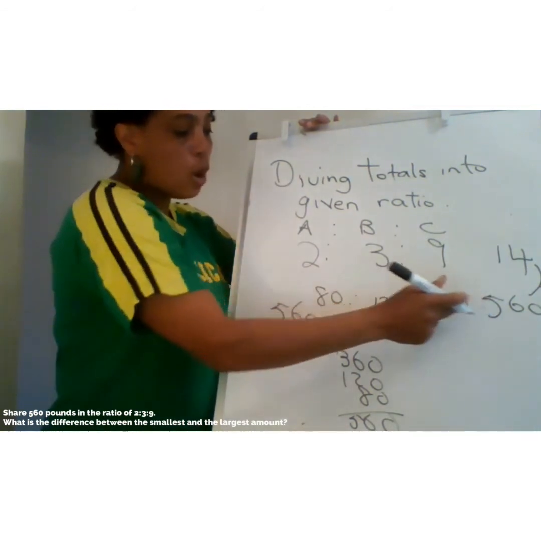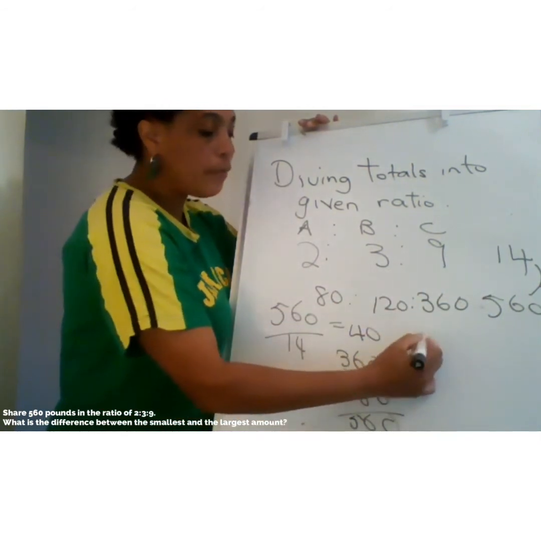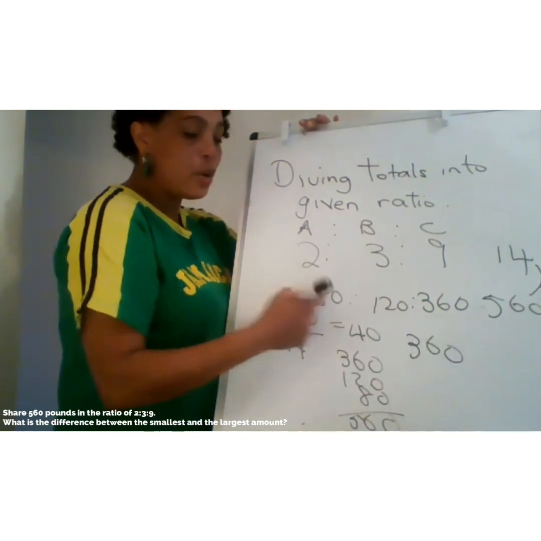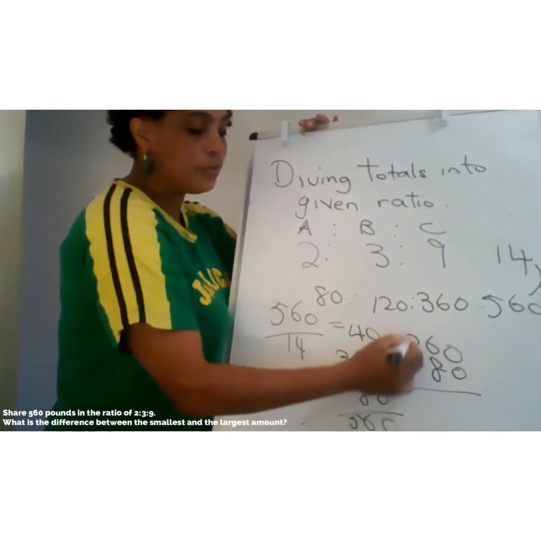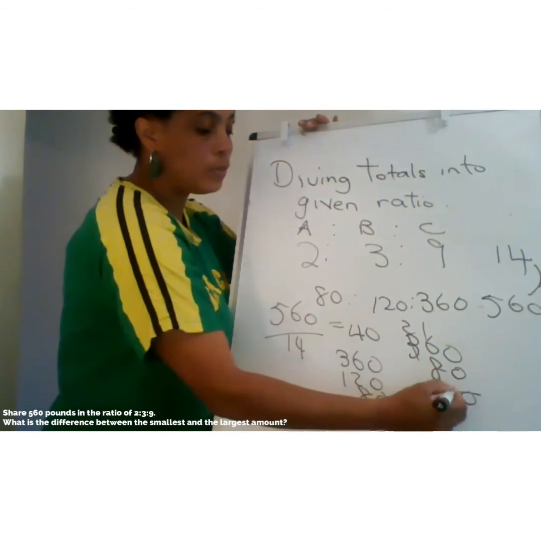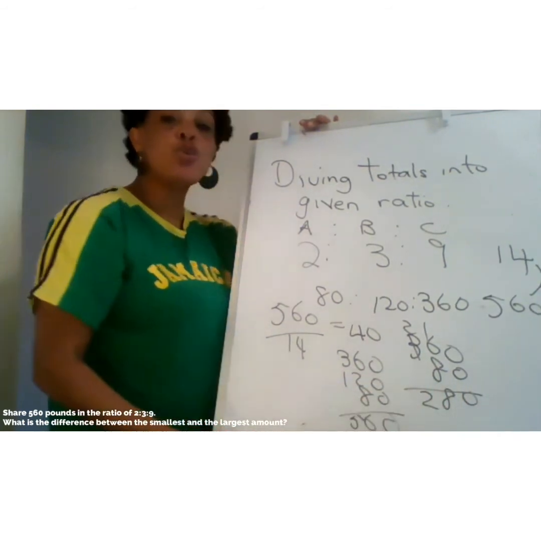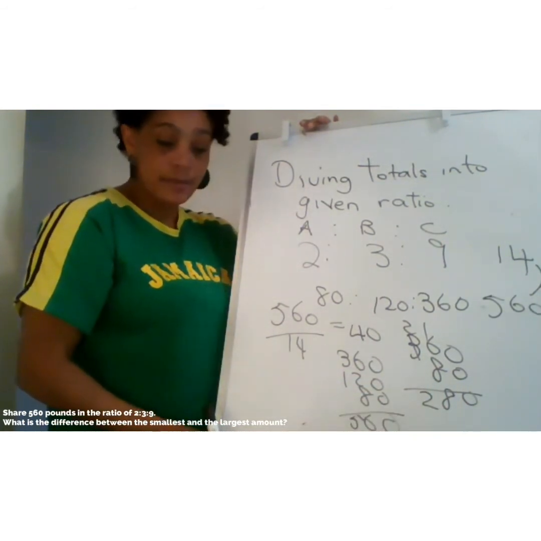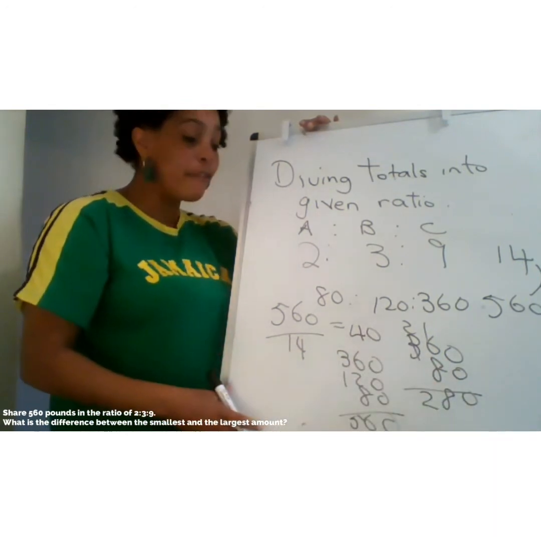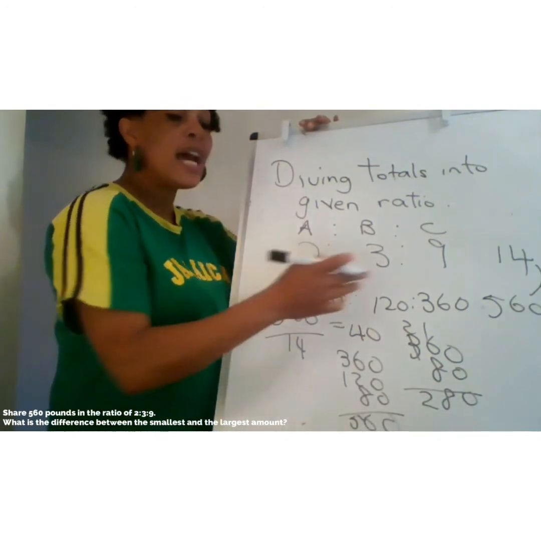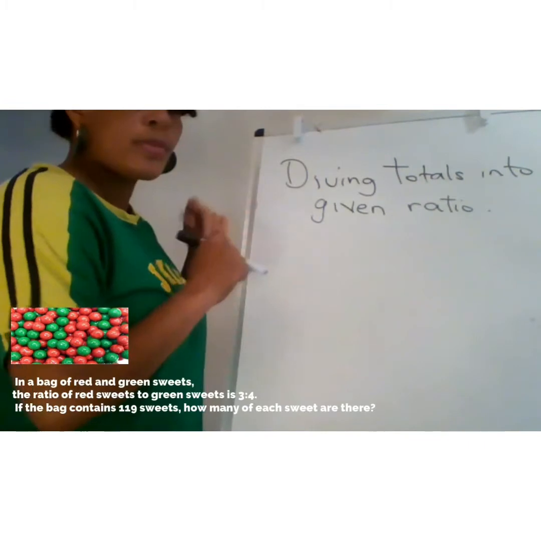So the largest one is 360. So we have 360 take away 80. So our answer is 280. So 280 is the difference between the smallest amount and the biggest amount.